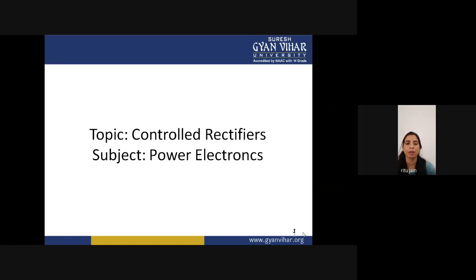So what is a rectifier? A rectifier is basically used to convert AC to DC. And what is a controlled rectifier? A controlled rectifier means that we can control the output. We will discuss it in detail in this lecture.